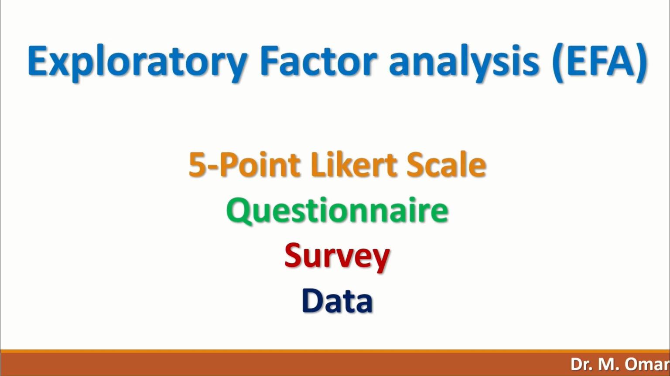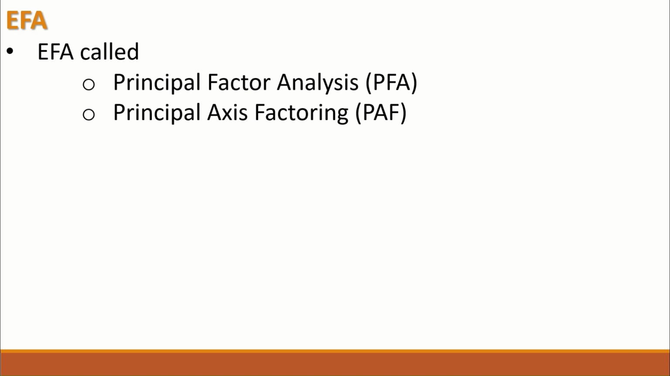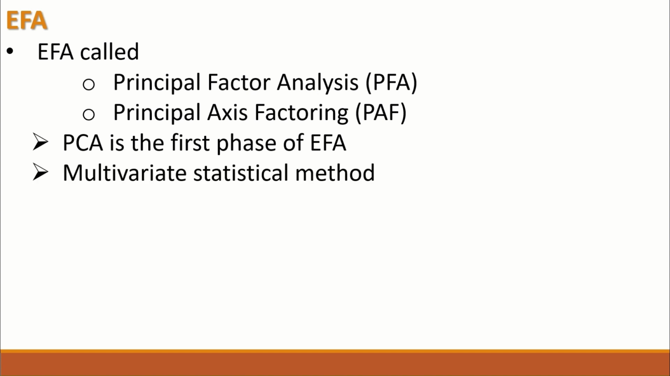Exploratory factor analysis, abbreviated as EFA, is used for analysis of data that is taken from a questionnaire or a survey. EFA is also called principal factor analysis, PFA, or principal axis factoring, PAF. PCA is the first phase of EFA. So when you have data, the first step is to do principal component analysis. Then EFA can be done.